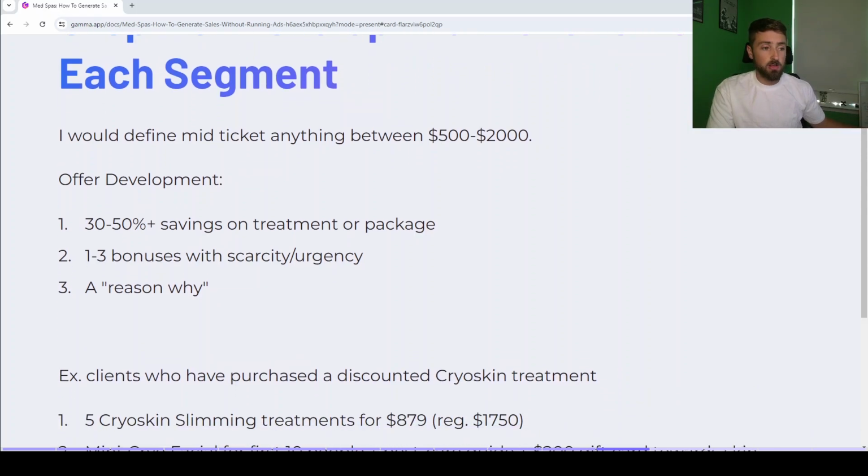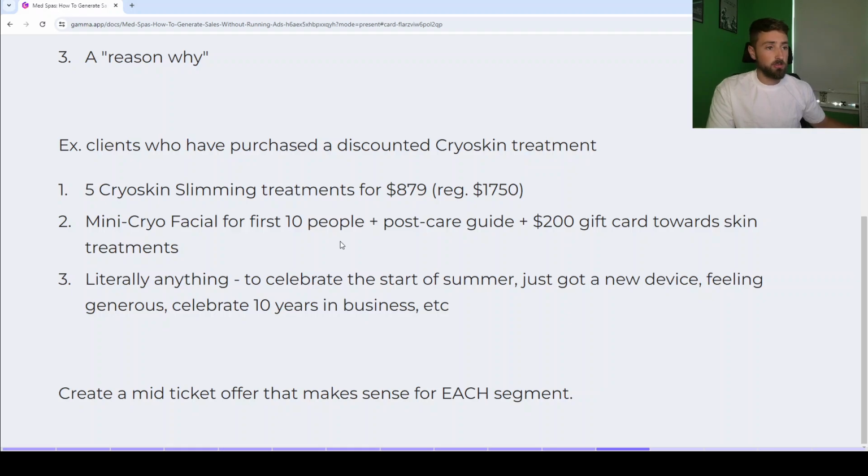And so the way that you develop that offer, a simple formula you can use is to provide 30 to 50% savings on a treatment or a package of some sort, include 1 to 3 bonuses with a little bit of scarcity and urgency, and then include a reason why. Let me show you an exact example of what that could look like. So let's say that you have a segment of clients who have purchased a discounted CryoSkin treatment. So they came in for an introductory $149 CryoSkin treatment.